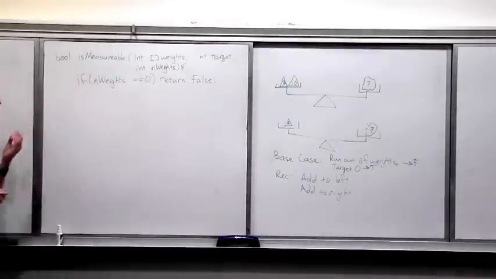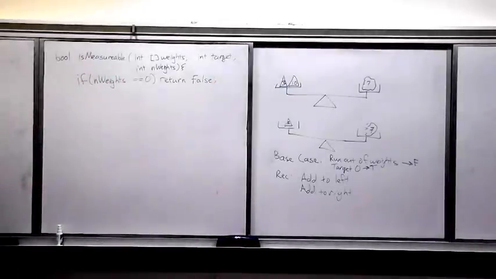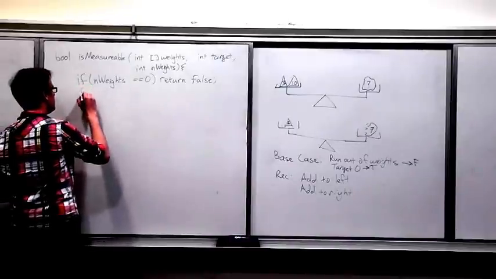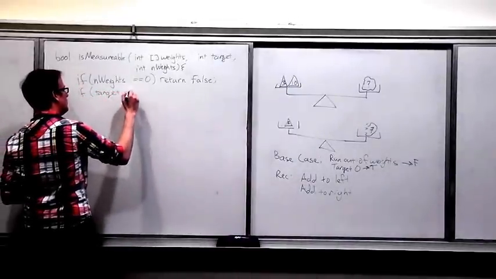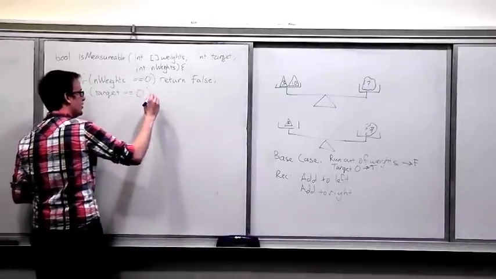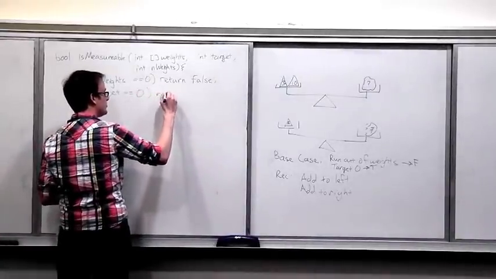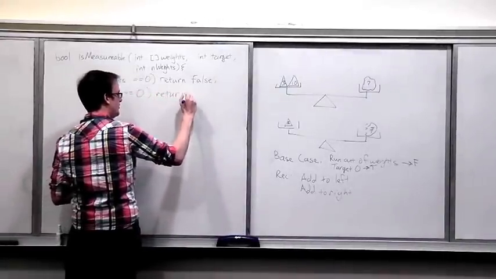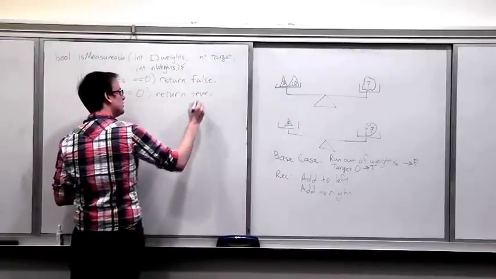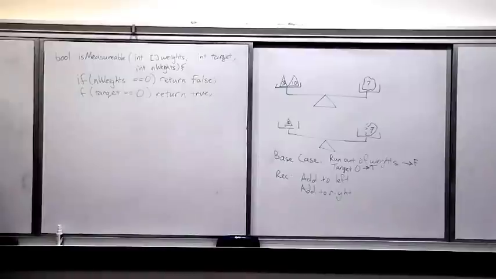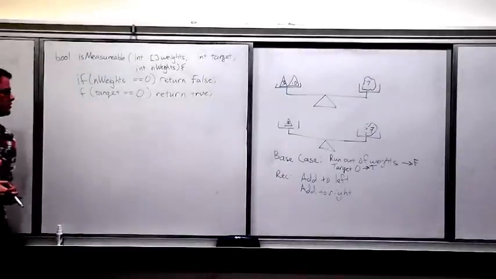Okay, fantastic. How about our success case? Hopefully this one's pretty straightforward as well, right? If target is 0, return true. Cool. You guys will probably find that when you're writing your own recursive functions, hopefully you can get these short, succinct base cases, because I think it makes everything else a little bit easier to follow and it's very clear what you're doing.